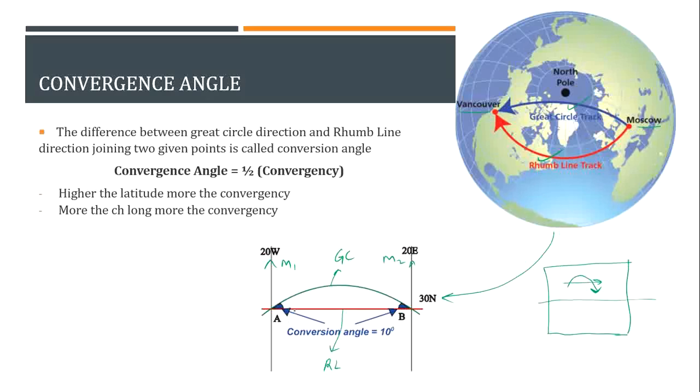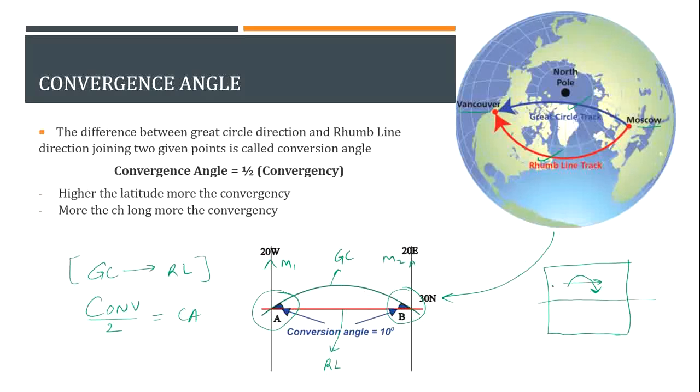And that is why we have this angle. If you see this blue angle, this is known as convergence angle. We are converting our great circle into our Rumline. This is known as convergence angle. It is just your convergency divided by 2. So you already know the formula for convergency. Just divide it by 2 and you will get your convergence angle. Are we clear with this?